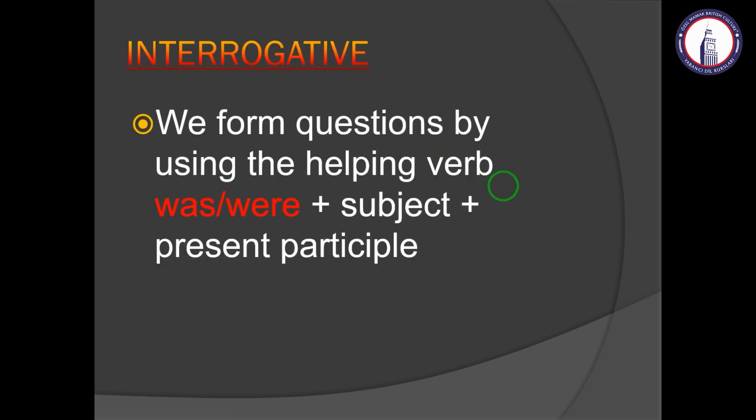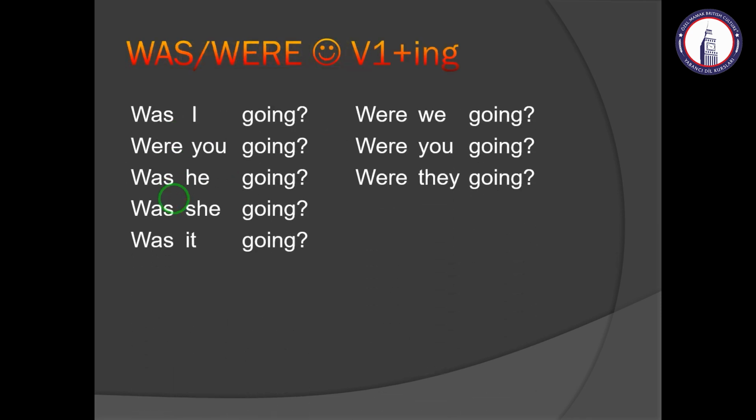So I want to show you how to make a question with past continuous. Easily, you bring the to be verb, was and were, to the beginning of the sentence in order to make a yes/no question. Then we have the subject and then the first form of the verb with ing. For example, was I going? Normally it was I was going, you were going, but we brought was and were to the beginning of the sentence. Was he going? Was she going? Was it going? And for you, we, and they, we said were you going, or were we going, or were they going, as the question form.